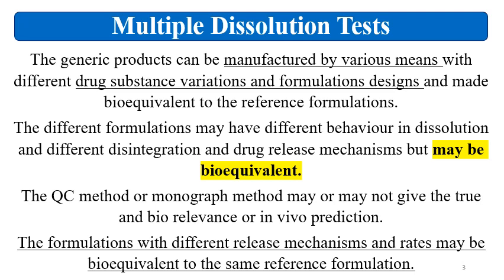Then the formulations with different release mechanisms and rates may be bioequivalent to the same reference formulation. For example, if applicant A is using amorphous type of API and applicant B is using crystalline type of API, the polymorphs are different, but both applicants are showing the bioequivalence to the same reference formulation. Then these two different applicants are using different APIs, so their formulation will be different and their dissolution specifications also will be different.